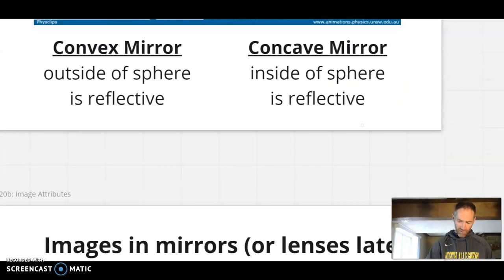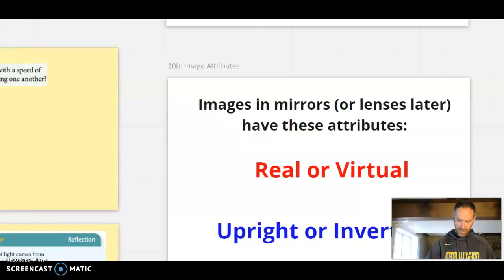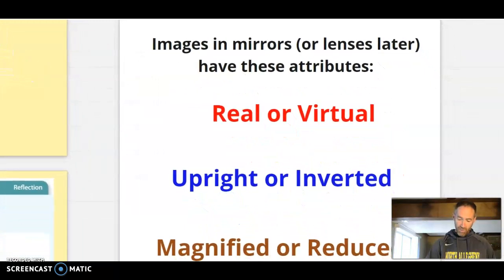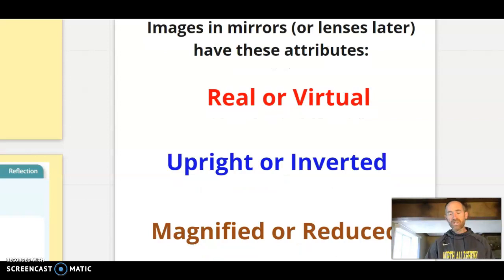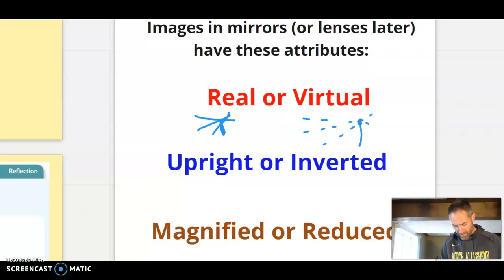Now that brings us to one of our first points. With mirrors, we will very often put attributes on the images. We'll either say that an image is real or virtual. What does that mean exactly? A real image is one where light rays are actually crossing to form an image, versus a virtual image is one that's all in your mind. You'll see imagination lines crossing to form a virtual image. More on that in a second.